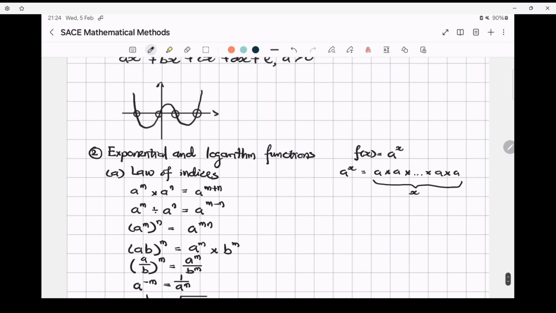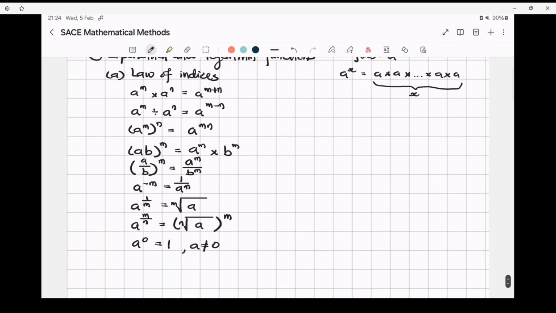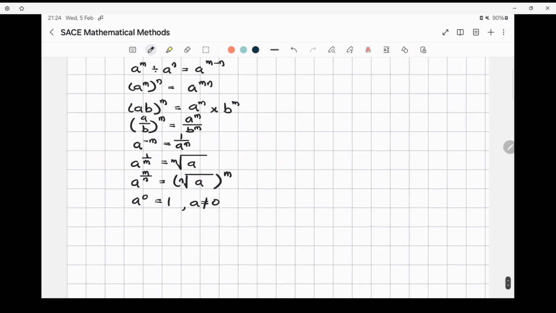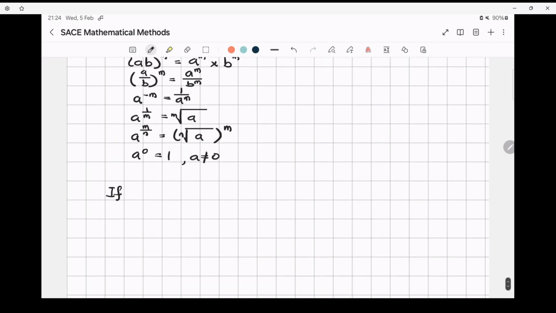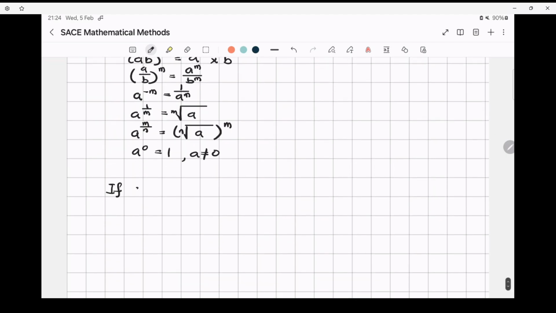So these are the list of all the laws of indices that you need to know. Now let's look at what is logarithm. If you have a to the power of x equals b, for example, then the definition of logarithm is log base a of b is x. So take note of the positioning of your a, b, and x in this particular case.